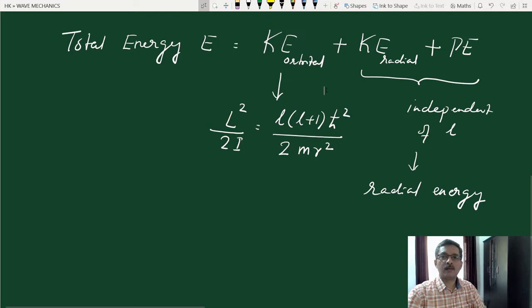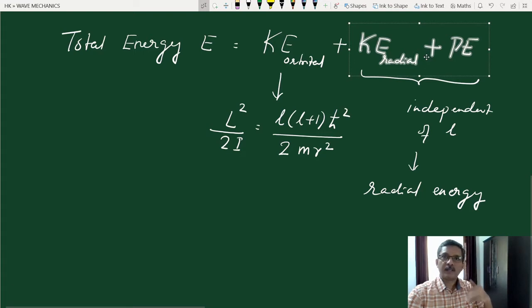But for a given value of n, total energy is constant, because total energy depends on n: minus 13.6 electron volt by n squared. That is the energy of the hydrogen atom. So it depends on the principal quantum number n, and for a given principal quantum number, total energy must be fixed. But for a given principal quantum number, we have different L states, orbital angular momentum states. So as L increases, orbital kinetic energy will increase. Then in order to maintain constant total energy, this part, which together we can call radial energy, should decrease.